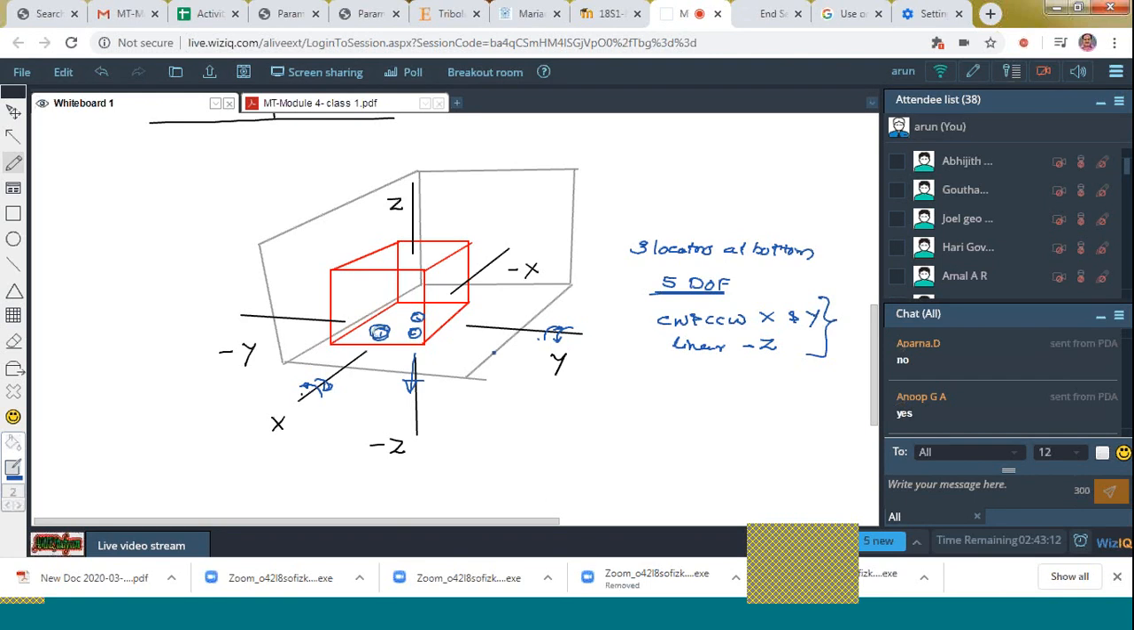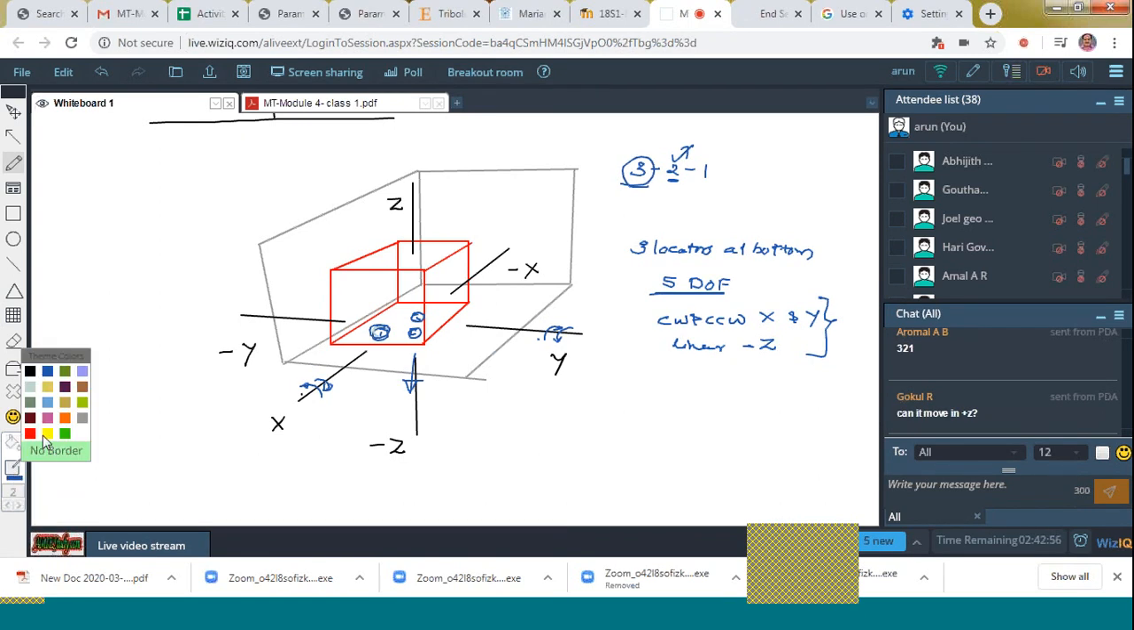Okay. So, what is our principle? 3, 2, 1 principle. Out of that, 3 is over. Next is 2. Now, we are going to give that 2 in this plane. Let me change the color. See, in this plane, I am going to give the 2 locators. Please tell me, which degrees of freedom will get arrested by means of those 2 locators?